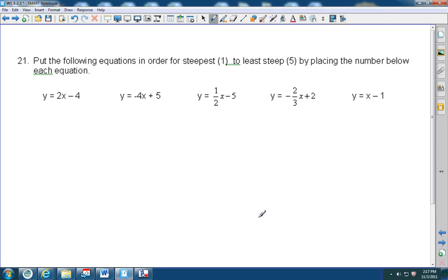Okay, put the following equations in order from steepest to less steep by placing the number below each equation. Take a minute and try and do that. Less steep means the flattest. Oh, wait, sorry, I said that backwards. It's the steepest to the least steep.